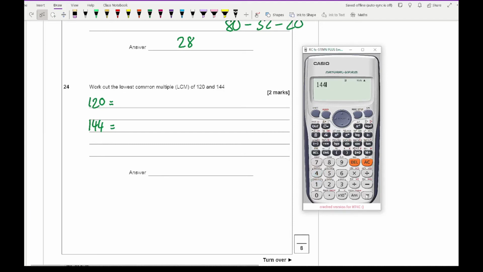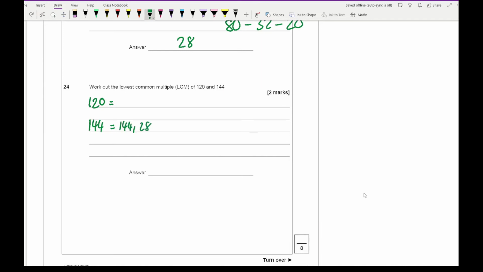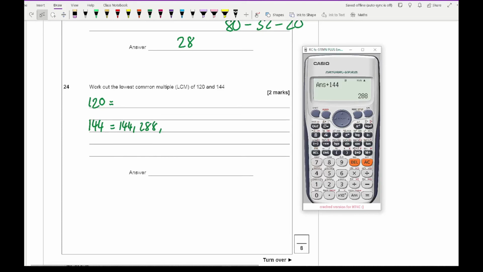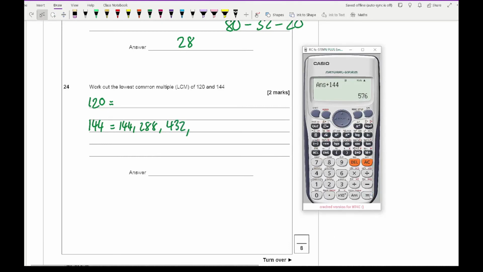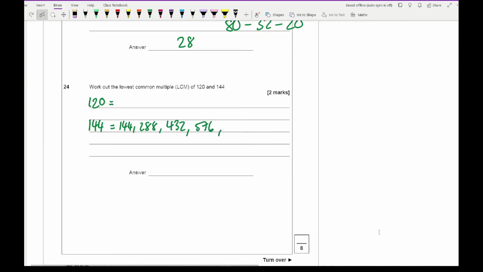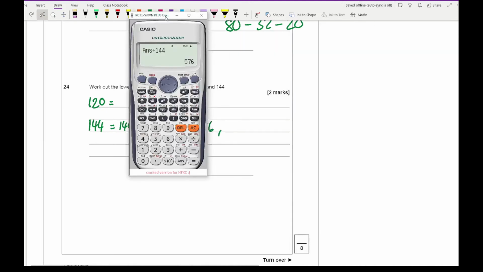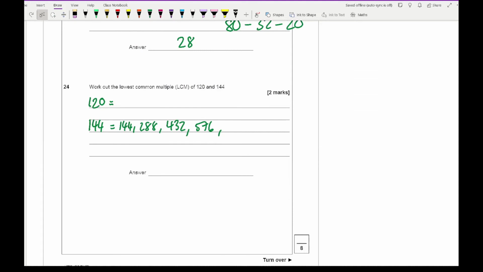I've got 144. I just need to write down what the times table is going to be. Now, knowing my knowledge, I know that a multiple of 120 is going to end in a 0. So if I just work through the 144 times table, I get 144. Now if you are going to do this method, I strongly recommend that you do write down at least 3 of the numbers on the times table. So the next one is 432, and the next one is 576, and then if I work out what the rest are going to be, I've got 720.